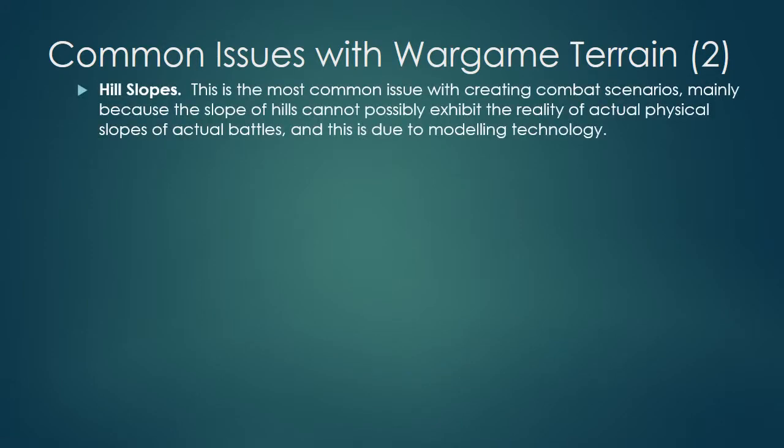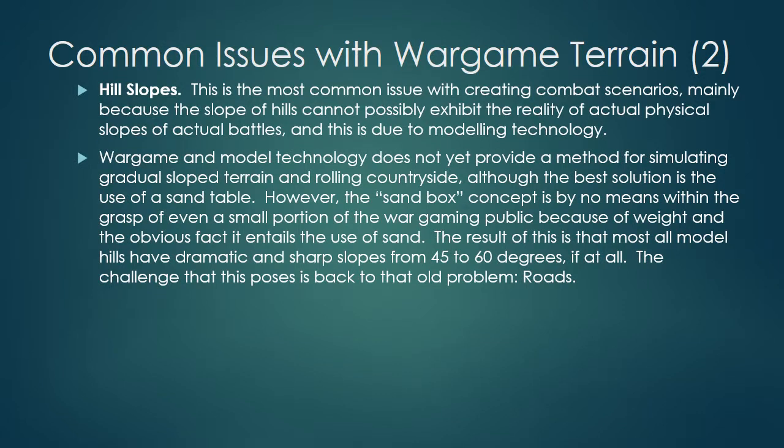Common issues with wargame terrain, page 2. Hill slopes. This is the most common issue with creating combat scenarios, mainly because the slope of hills cannot possibly exhibit the reality of actual physical slopes of actual battles, and this is due to modeling technology. Wargame and model technology does not yet provide a method for simulating gradual slope terrain and rolling countryside, although the best solution is the use of a sand table.